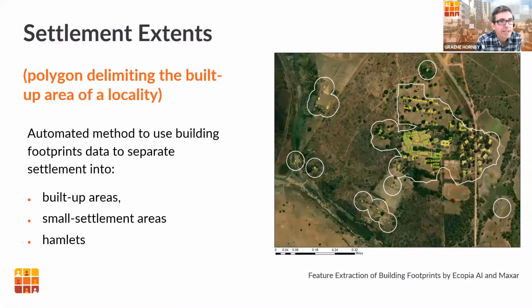Just to define settlement extents for a moment, we're talking about polygons which delimit the built-up areas of a locality. We use automated methods to generate these boundaries from building footprint data, which is itself remotely sensed. And we're able to categorize the types of settlement into small urbanized areas, small settlements, and hamlets.